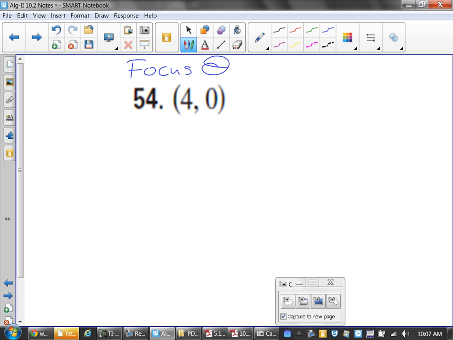If everything is centered at the origin, I'm going to just make a quick grid and plot my vertex. The focus is at 4, 0. Is that on the x-axis or the y-axis? It's on the x-axis. What direction do you open? Right. I open to the right, because remember, your curve always opens toward the focus.